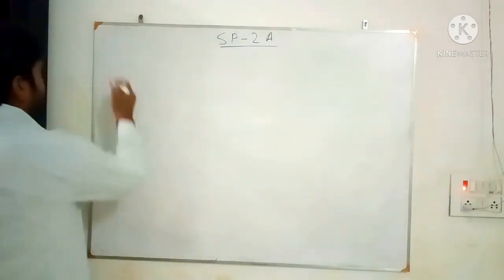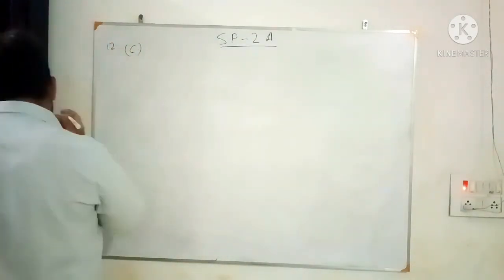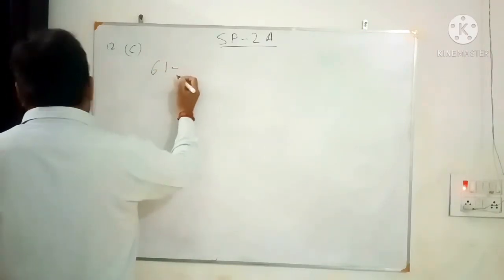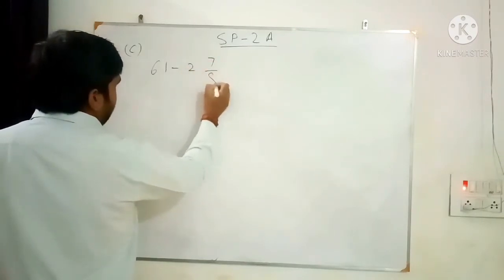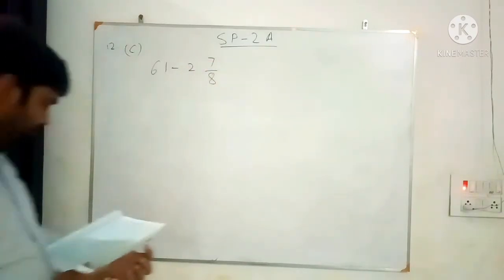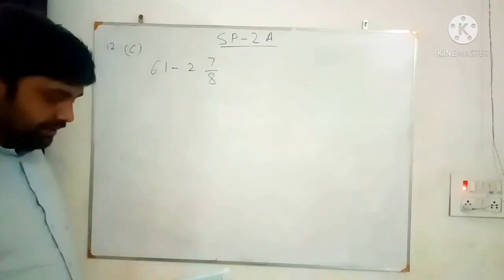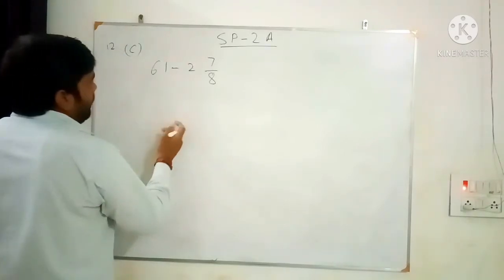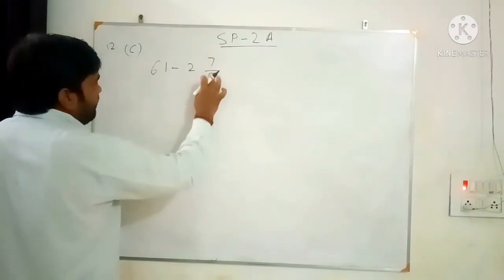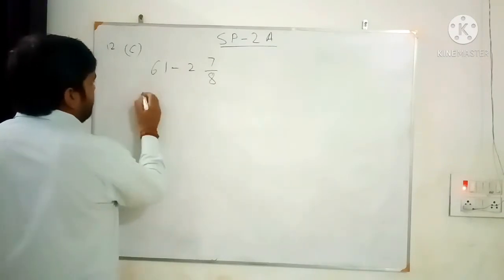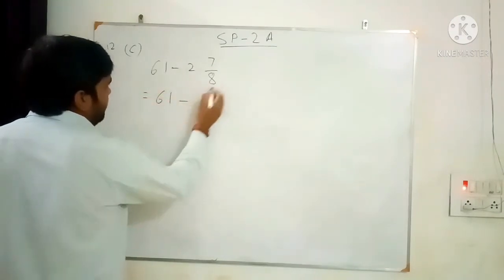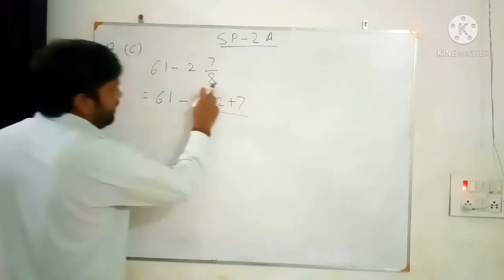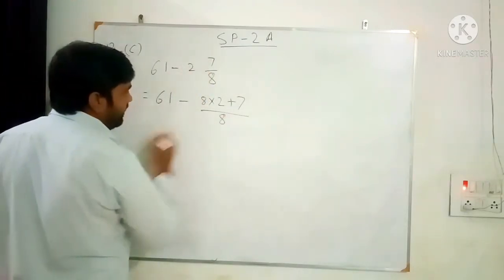Question number 12C, 61 minus 2 7 by 8. This we have to solve. So see how we do this. First of all, we convert this mixed fraction into the improper fraction. That is 61 minus, 8 times 2 is 16, plus 7, 23 by 8.